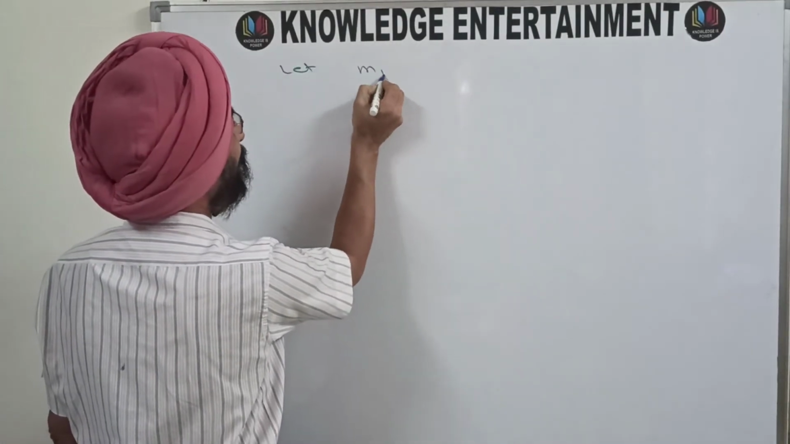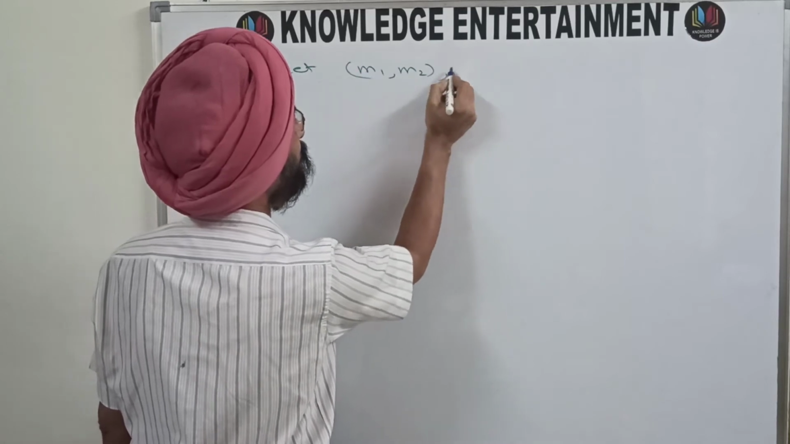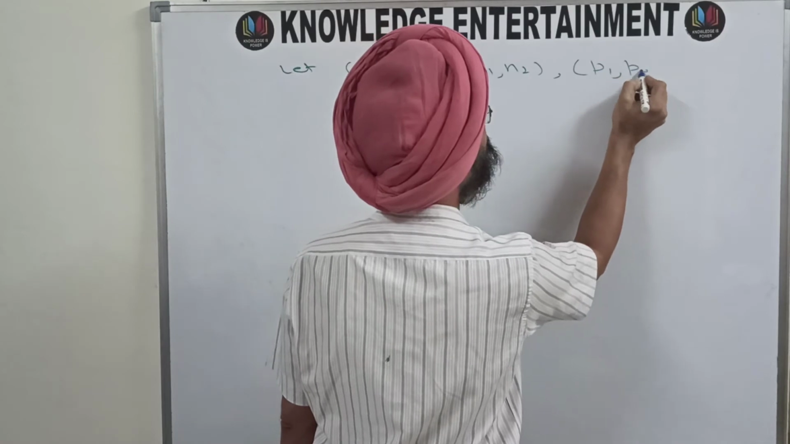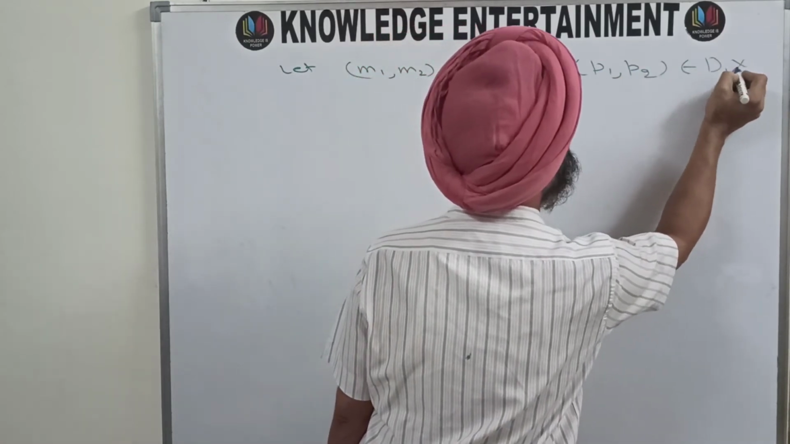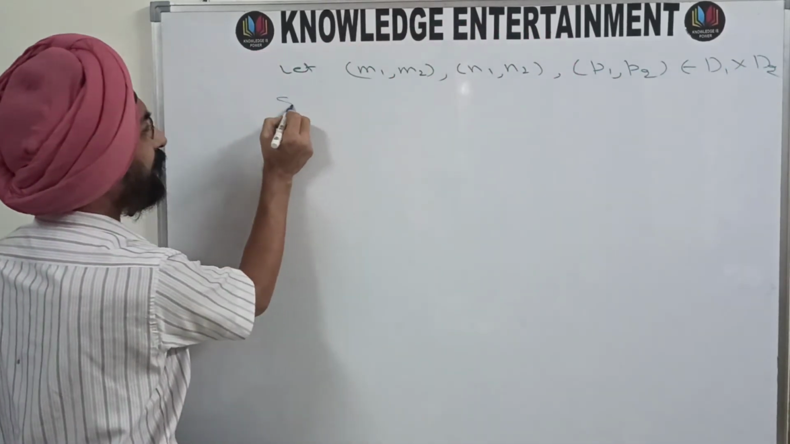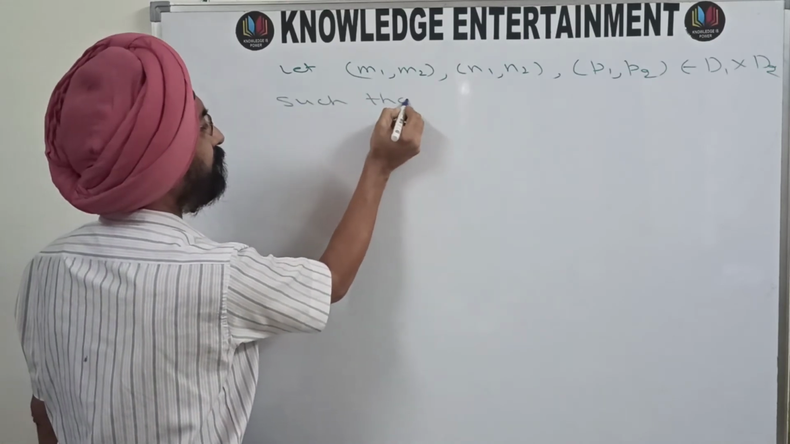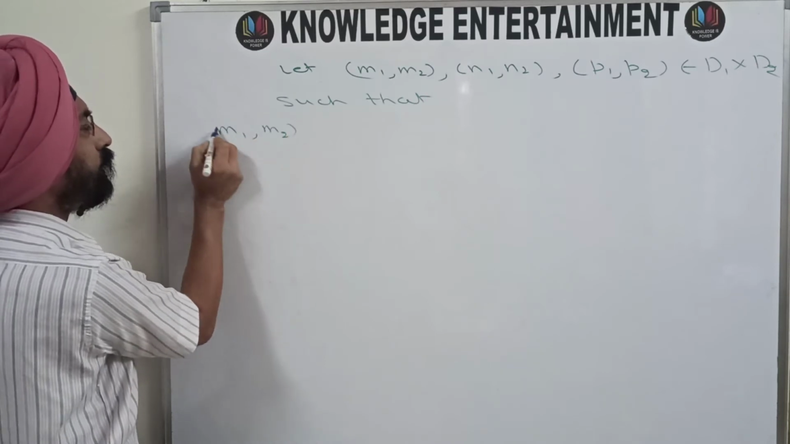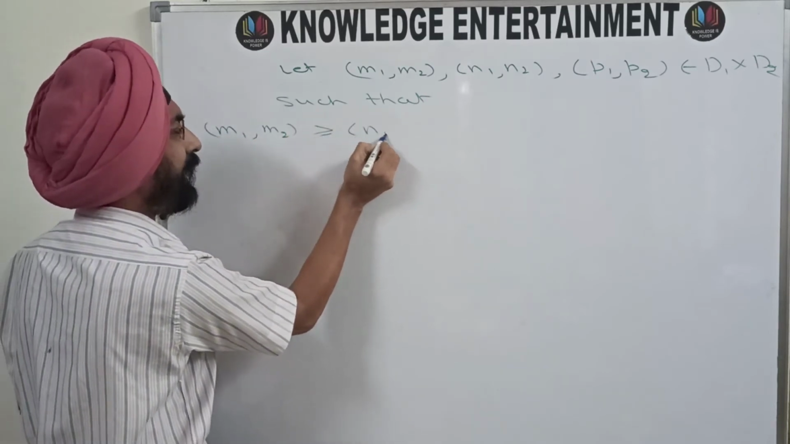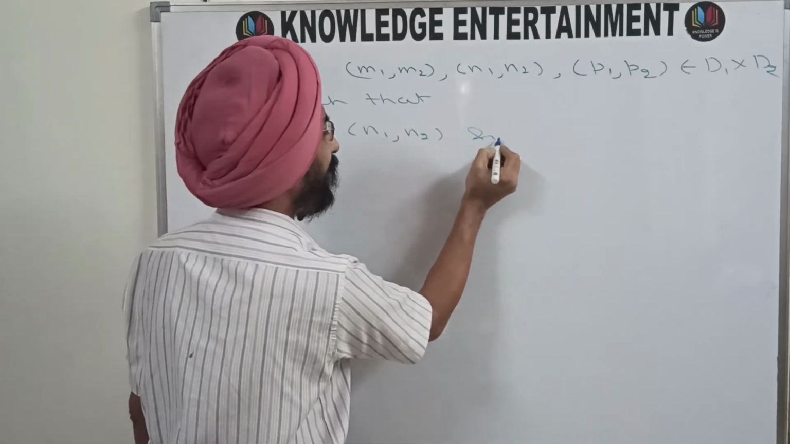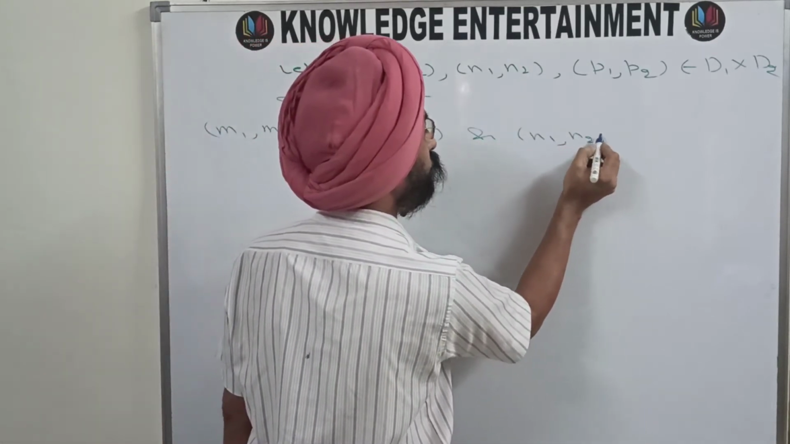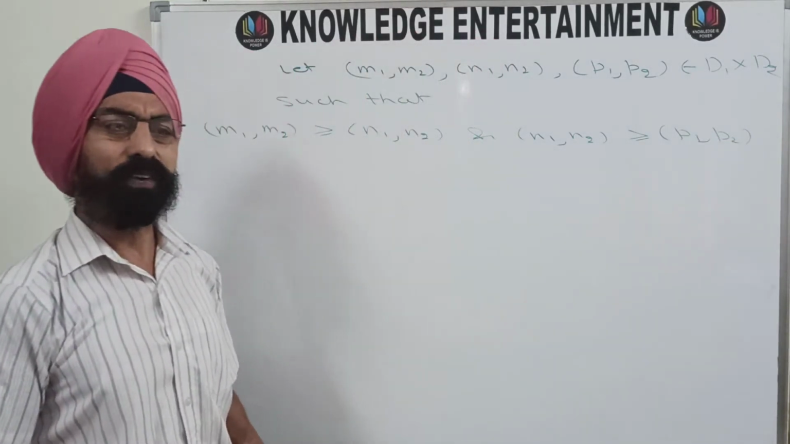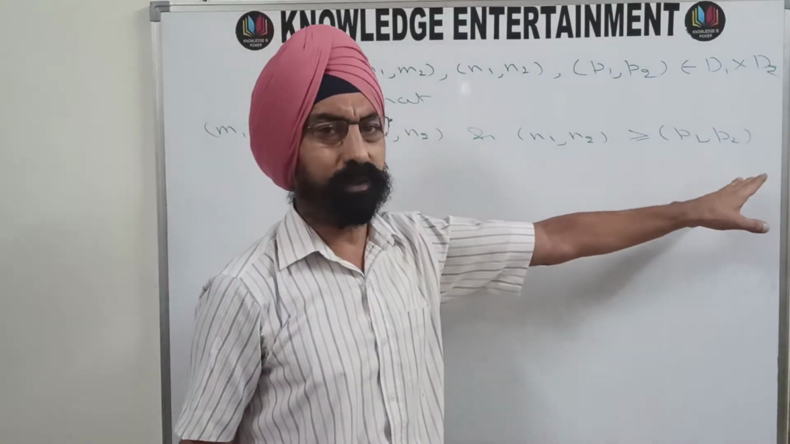Let (M1, M2), (N1, N2), (P1, P2) be three elements of D1 cross D2 such that (M1, M2) follows (N1, N2) and (N1, N2) follows (P1, P2). Now what we have to show is that (M1, M2) follows (P1, P2).